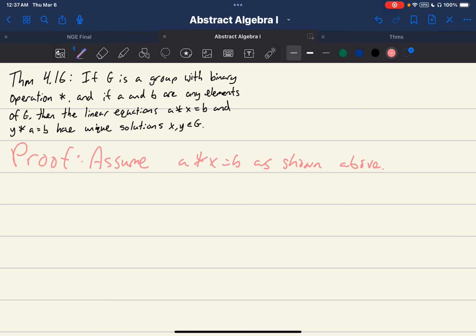The only way I've ever seen this in the textbook, and how Webson would say it, is "clearly." But I don't like that word. Neither do I like "obvious." So how do we want to word this? It can be shown. We'll do that. It can be shown that X equals A inverse star B is a solution.